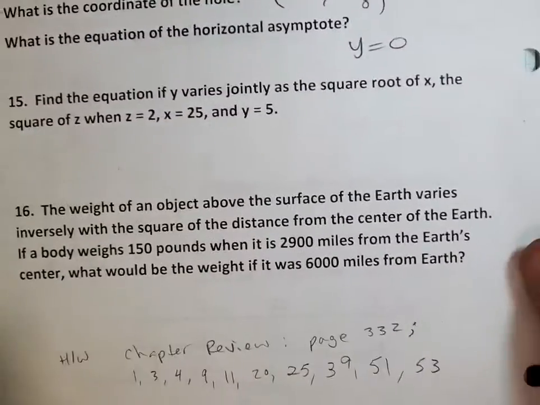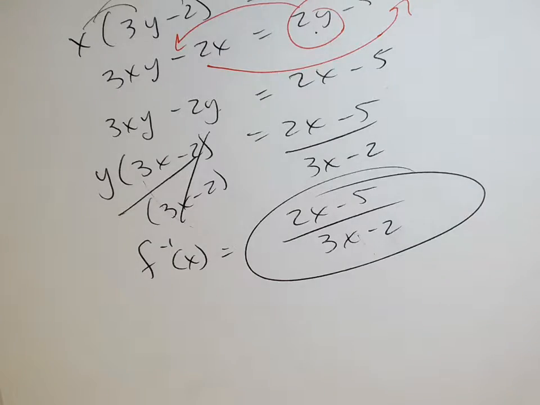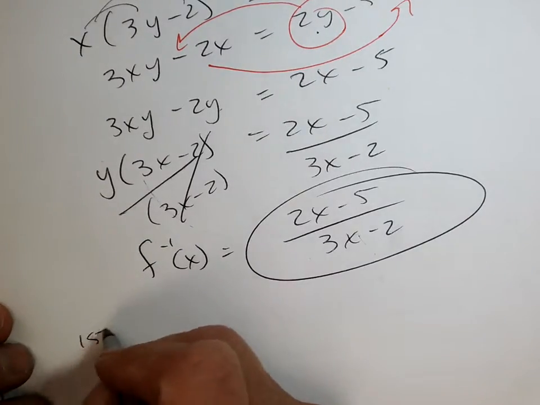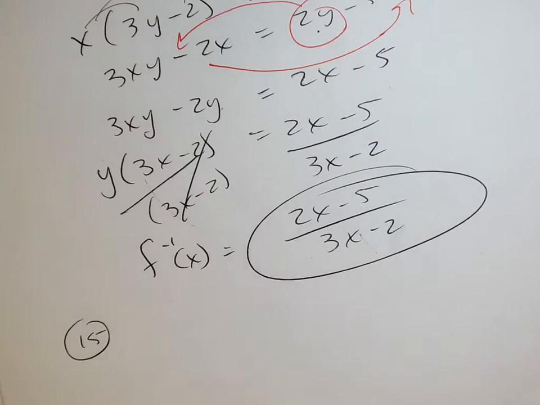Okay. Finally, almost done. 15. Am I going too fast? Okay, 15. We'll finish this up. We'll be done. Wait, what about 16? Didn't I do? Well, we'll do 16 too. 16 is not that hard.